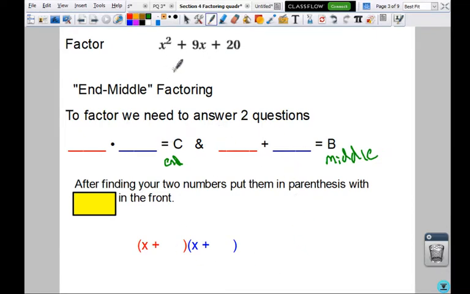So I want to know what times what is 20 that adds up to 9. Some of these are pretty easy. So we're going to start: 4 times 5 is 20. I want to see if those exact same numbers, 4 plus 5, equal 9. If that is true, which it is, we're done. But if it wasn't true, we'd do it again and find something else that we multiply to get 20 and add up to 9. So this is kind of like guess and check.